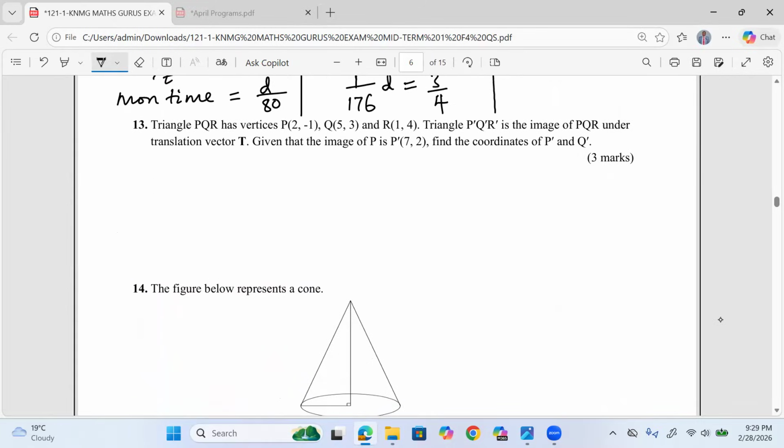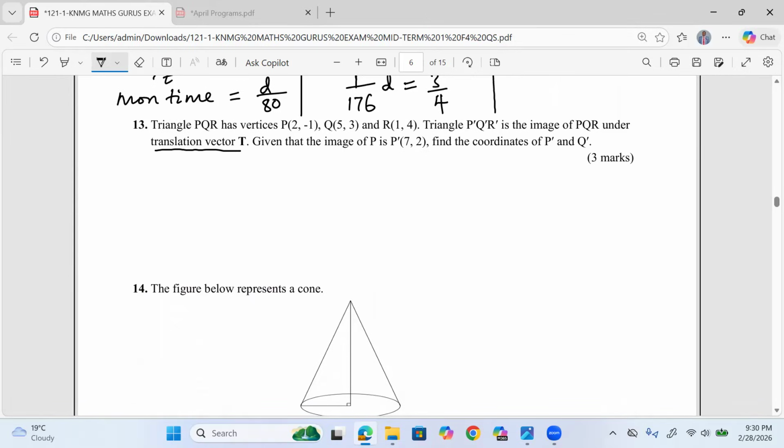Number 13, triangle PQR has vertices P (2, -1), Q (5, 3), and R (1, 4). Triangle P prime, Q prime, R prime is the image of PQR under translation vector T. Now, given that the image of P is P prime (7, 2), find the coordinates of P prime and Q prime. There should be additional statements under the same translation. Okay, it has been said so. All right. Yeah, the whole triangle has been transformed.